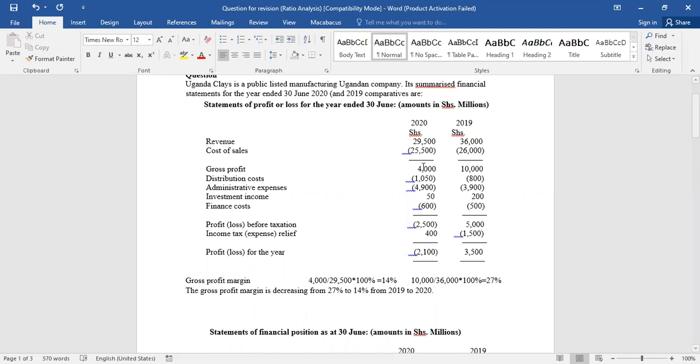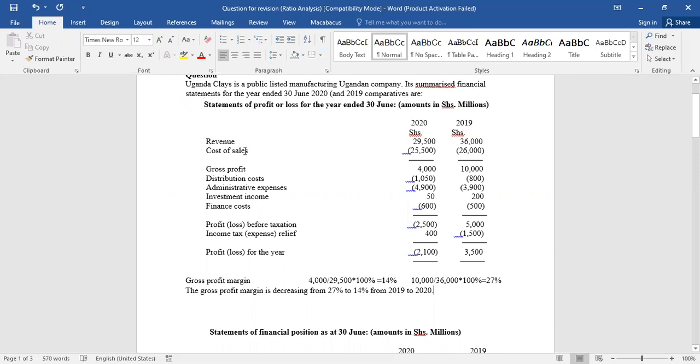But that notwithstanding, you ask yourself, what could have caused my gross profit to decline or decrease? And those usually come from the items that form gross profit, and these include revenue and cost of sales. So you must know that gross profit is given by revenue minus cost of sales. So cost of sales reduces the gross profit and revenue increases gross profit. You must be able to see that.